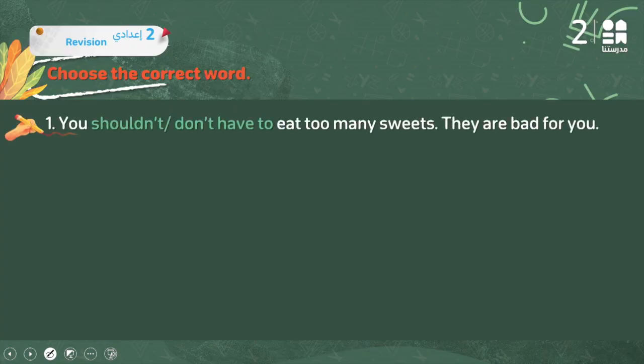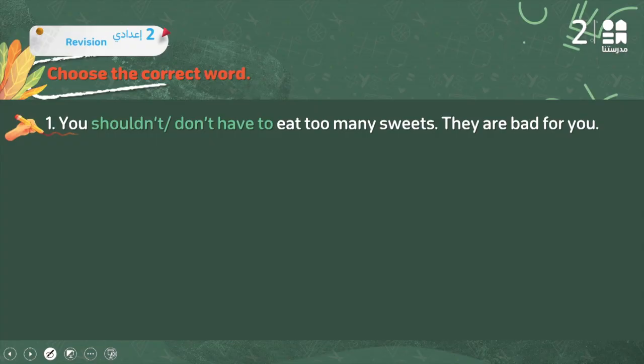Like in number one, you shouldn't or don't have to eat too many sweets. They are bad for you. زي ما قلنا المرة اللي فاتت, the difference between should, have to, and must. Should, I use it for giving advice. For must, this is obligatory، حاجة إلزامية لازم إنك تعملها. Okay, I use must also to remind myself of something I must do. For have to, it's more or less related to the rules، يعني ليها علاقة بالrules المكان أكتر.